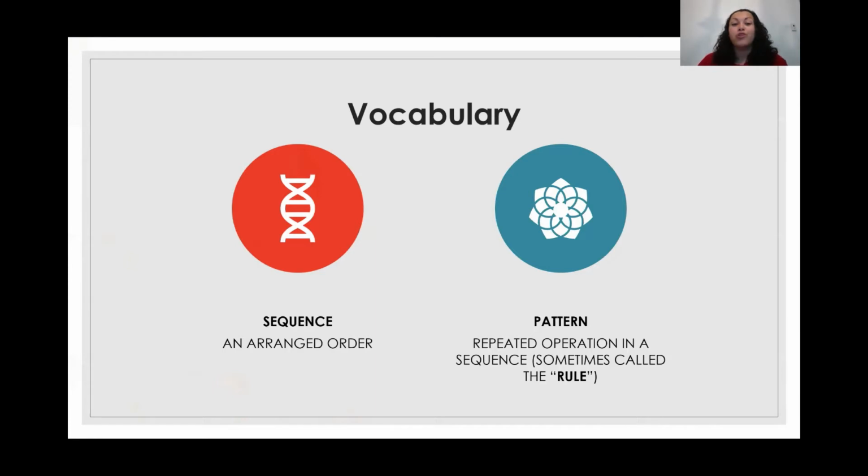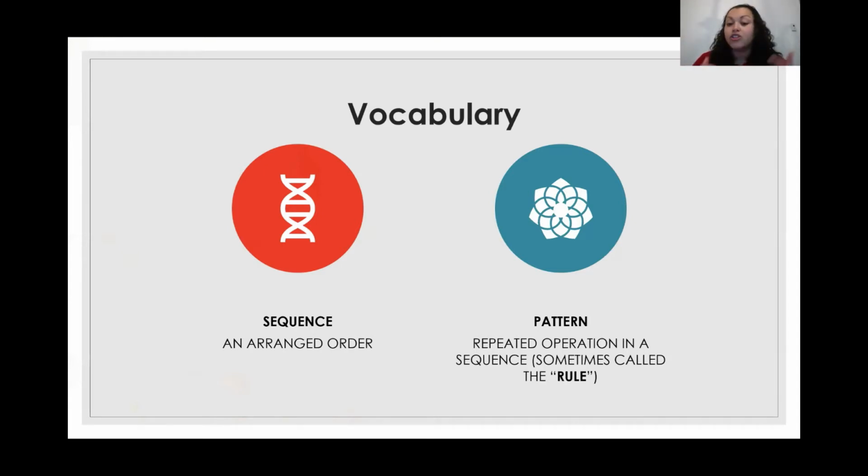So we're going to start with some vocabulary. We have 5 vocab words to go over. The first 2 are sequence and pattern. So a sequence is an arranged order. When we talk about sequences today, we're going to be talking mainly about how they apply in math. So an arranged order could be something like the numbers 1, 2, 3, 4, 5. They could be any set of numbers that have a specific order to them.